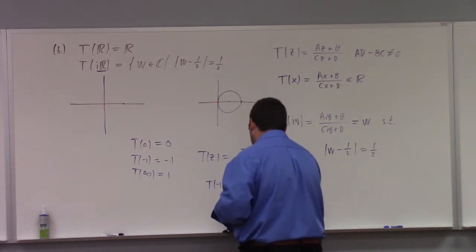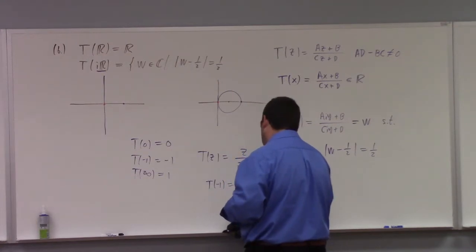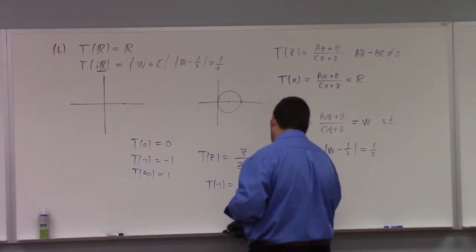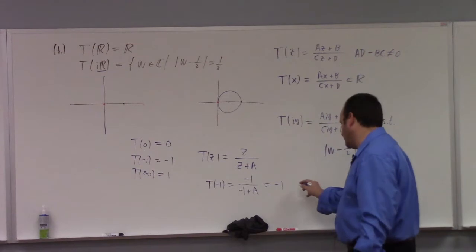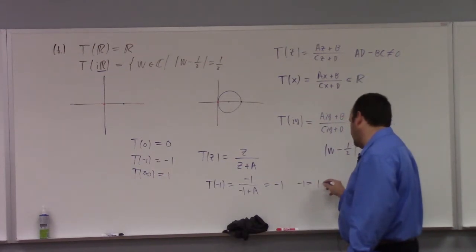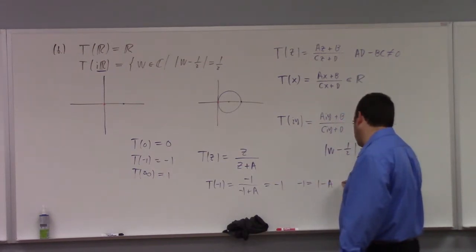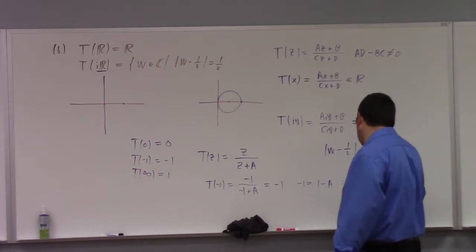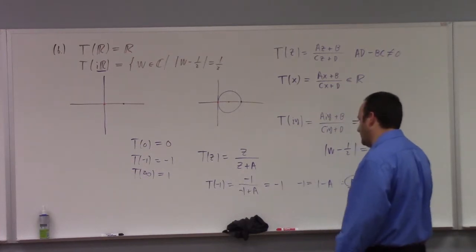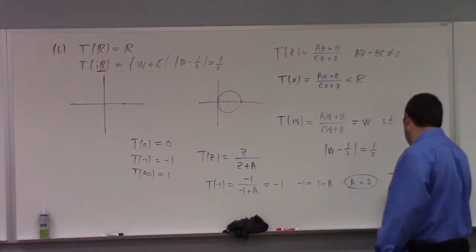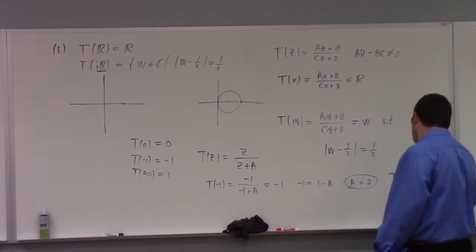That's actually very, to quote Dr. Wayne, ironical. Let's see. Minus 1 over, and that would be equal to minus 1 again. Oh, so many minus 1s. So minus 1 is equal to 1 minus a. Therefore, a is equal to 2. So you get T of z is equal to z over z plus 2.